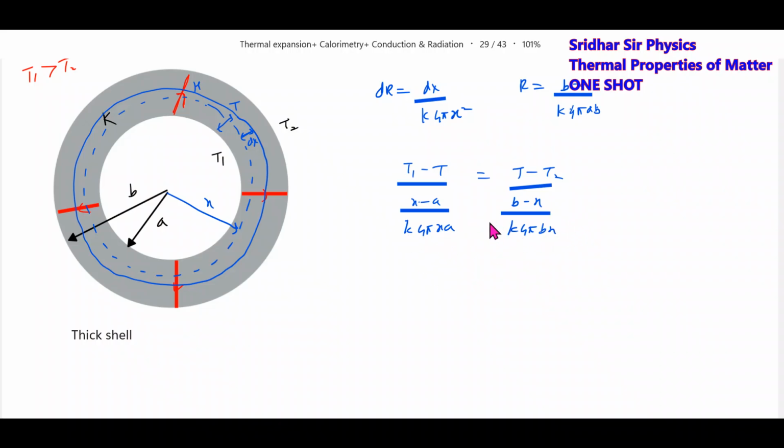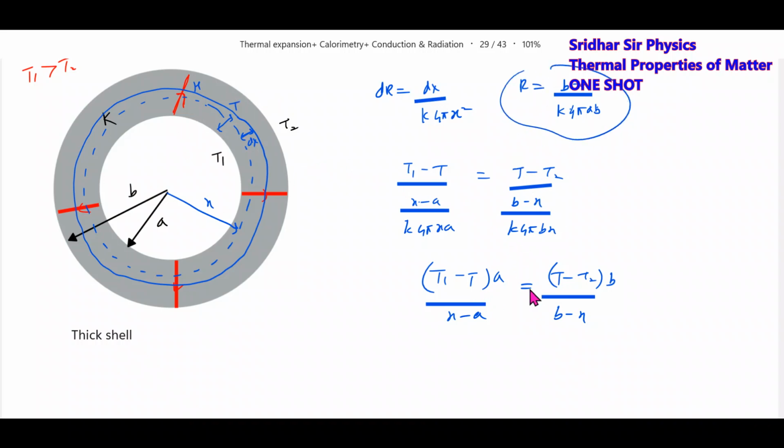So 4 pi will cancel out. (T1 minus T) into A by (X minus A) equals (T minus T2) by... again solve for T. Like this we can calculate the temperature at a radial distance X. What is X? X is the radial distance. The heat will flow radially outward here. And this formula you have to remember, and the temperature at a radial distance X. These are the two ideas. Whether you understood or not, remember the formula.